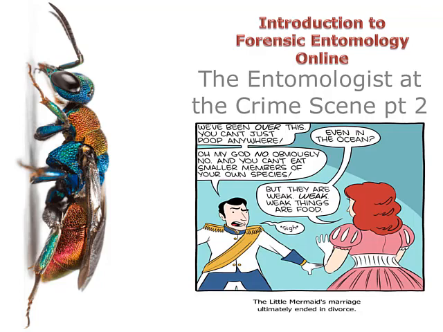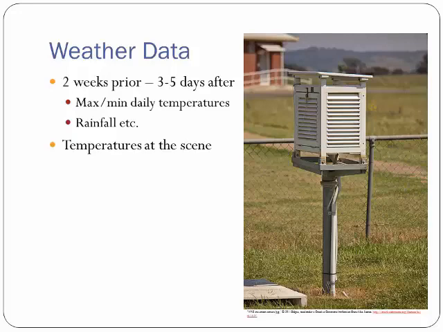Okay, now, second only to insects on the body, weather data is the most important information you need to determine time of colonization on carrion. That just makes sense, doesn't it? We're looking at how fast these insects grow at various temperatures. We need to know what those temperatures were. So, once you get to the scene, you need to obtain weather data for a period that probably encompasses the time of colonization and hopefully the time of death.